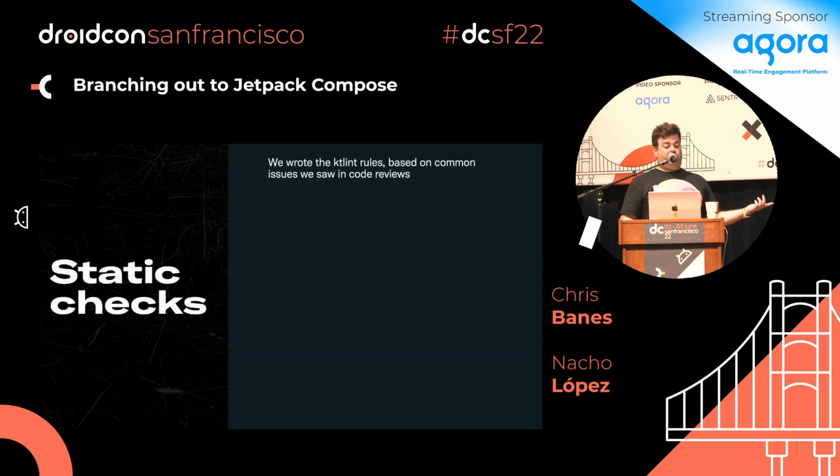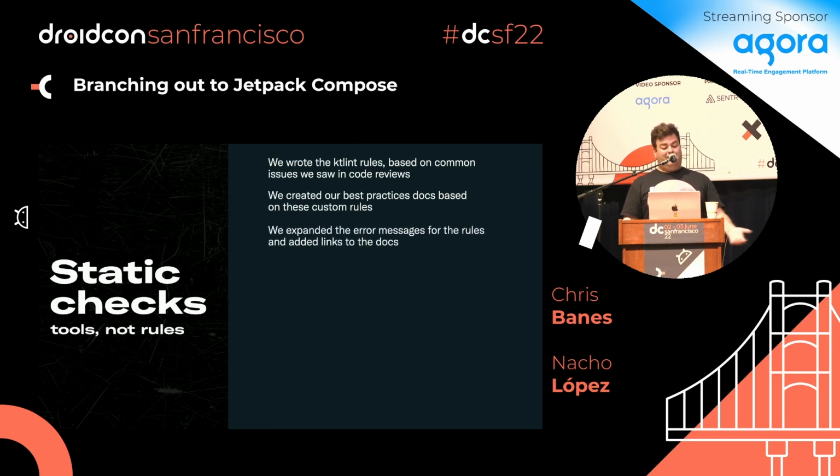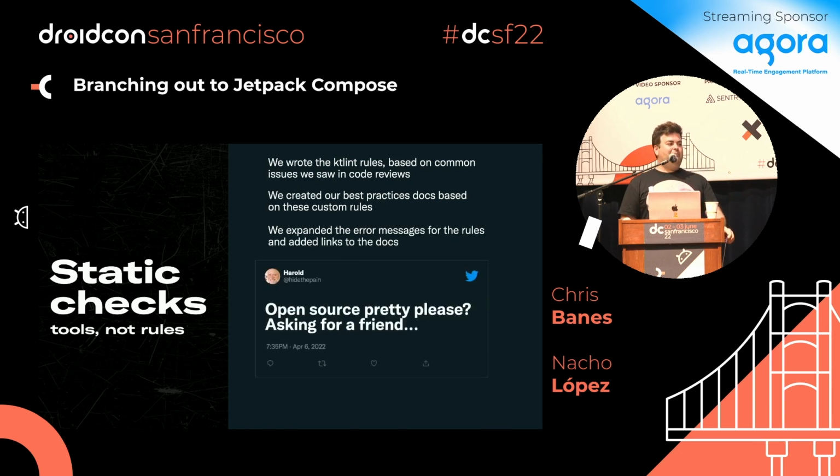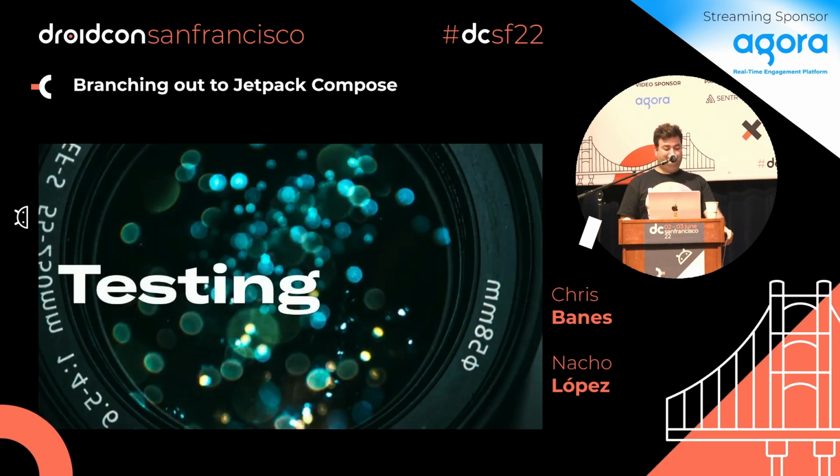So we wrote the rules first, based on issues that we were seeing in code reviews. And we created the best practices that I was talking about around these custom rules. Thanks to that, we were able to expand the error messages for those rules and add links to the docs. So we created a feedback loop there that was quite useful. When I tweeted about this, people were interested in open sourcing. So we're working on it.